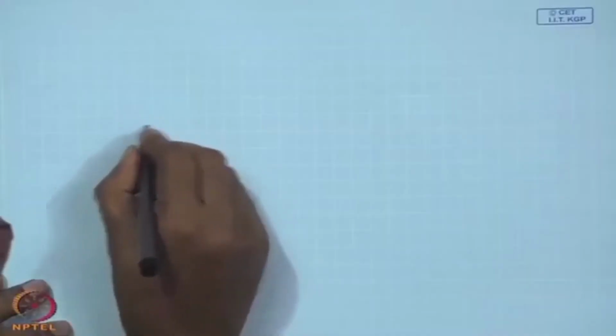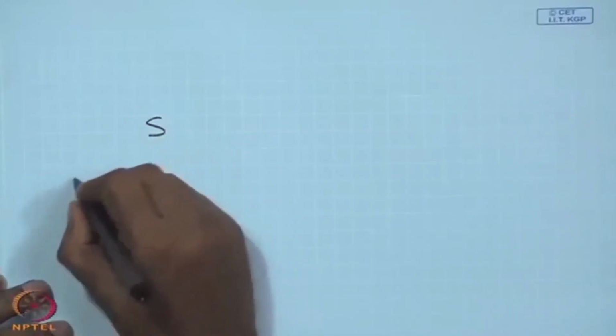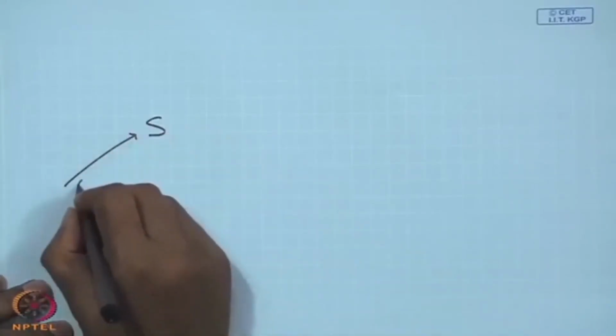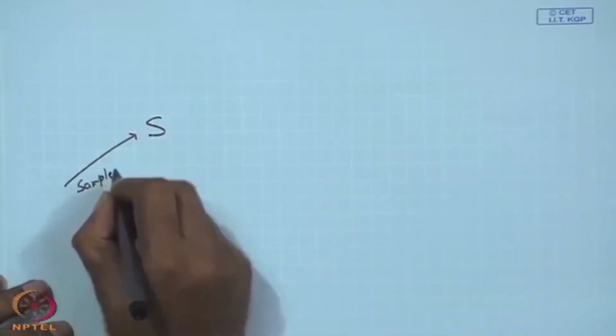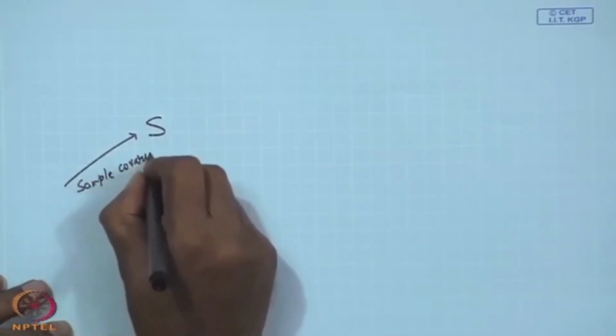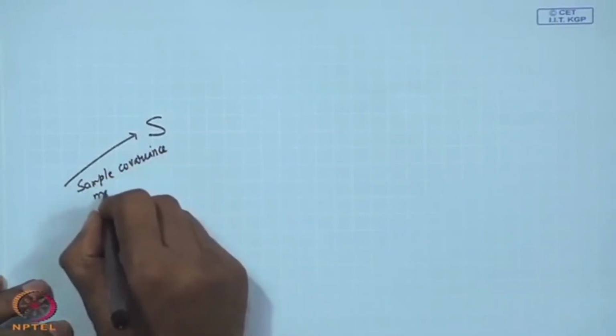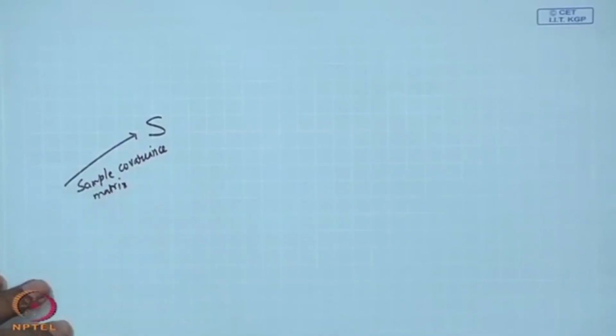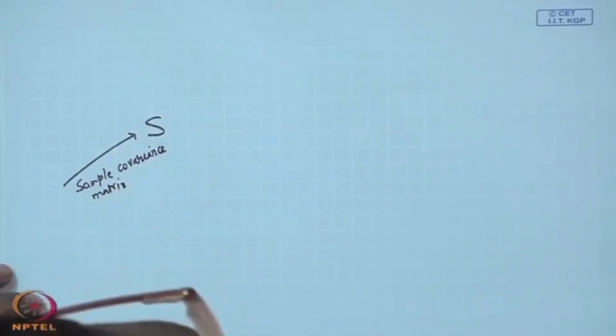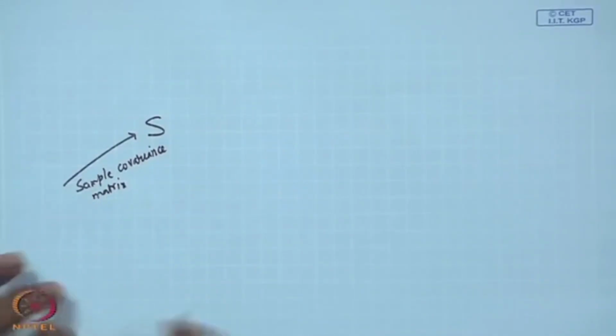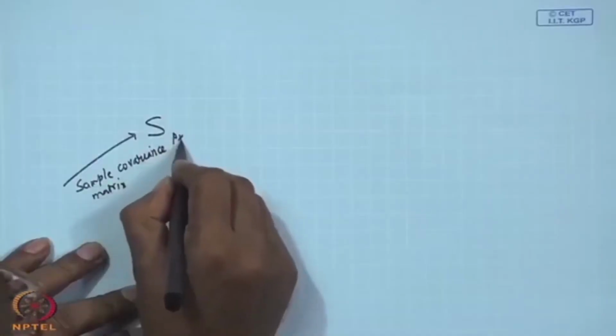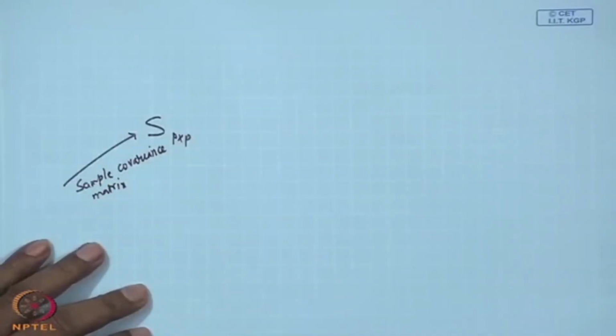Now come to the sample part. In the sample case we will say the sample covariance matrix is S. We will be denoting the sample covariance matrix as S. This will also be a P cross P matrix.